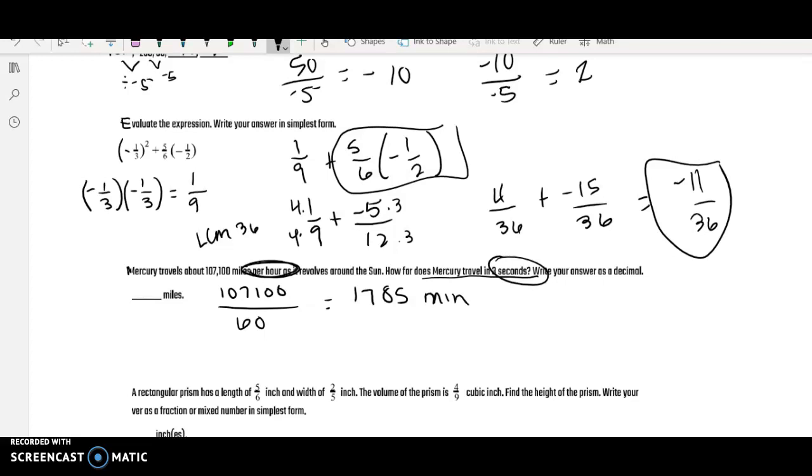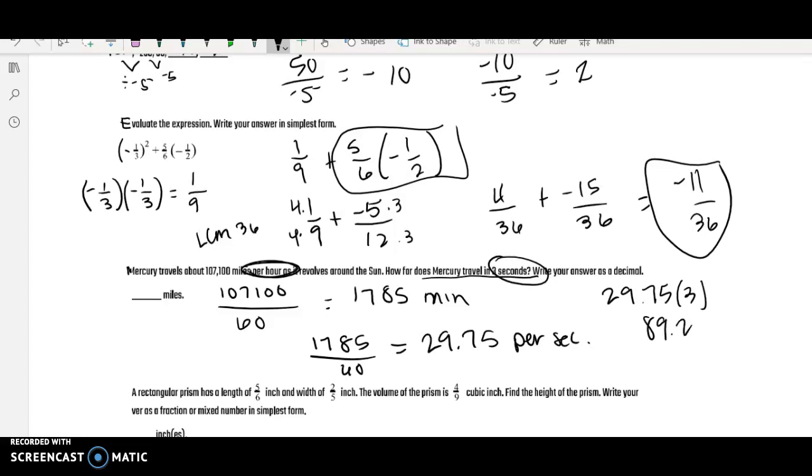So now I'm going to have to divide again, so I'm going to do divided by 60 again, because there's 60 seconds in a minute, and I get 29.75 per second. But now I want to know per 3 seconds, so I'm going to do 29.75 times 3, and I get 89.25.